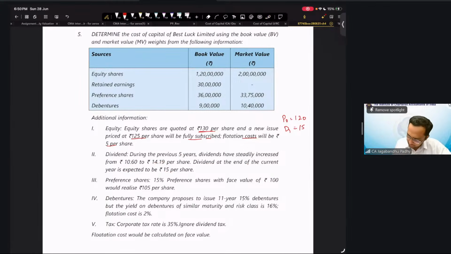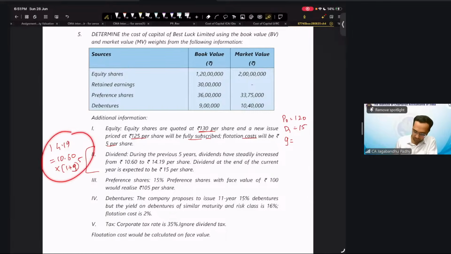So we have the D1 as 15, but then I have to get the growth rate also. Now, growth rate, I can get it by simply taking 14.19 equal to 10.6 into 1 plus growth rate raised to 5. So using that, we can get the growth rate similarly, by solving this equation. And this will be enough to calculate the K.